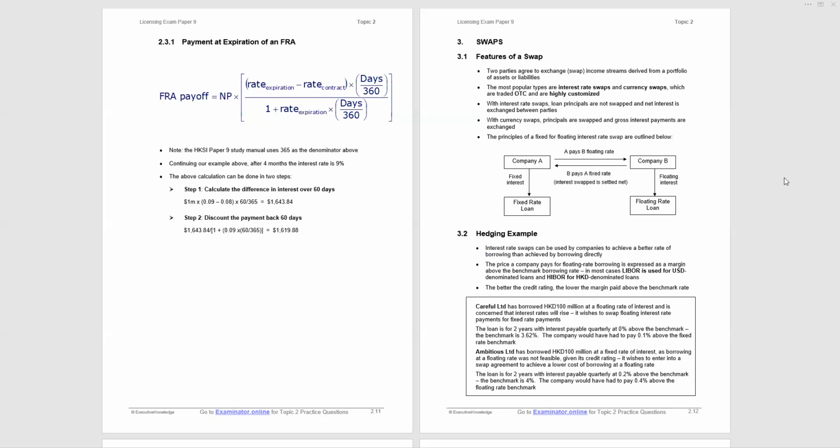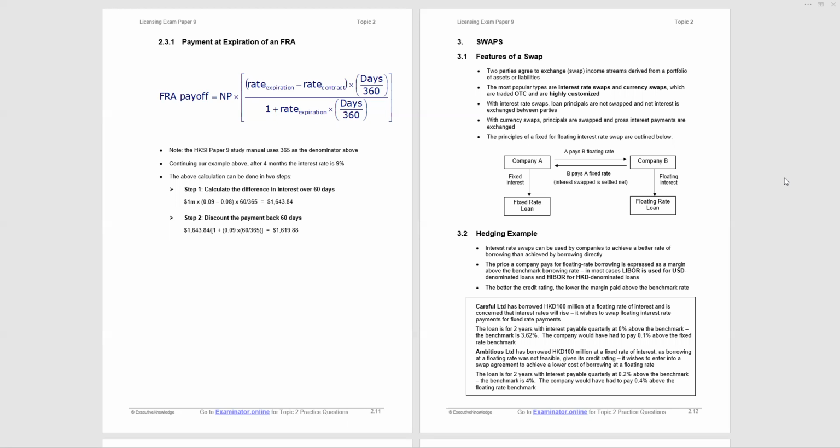I must point out that I've used 360 in that formula, but the Paper 9 manual used 365 as the denominator, so I'd use 365 in the exam, but to be honest, the difference between 360 and 365 will not alter the potential answers. So continuing the example that we introduced earlier, after 4 months, we're told the interest rate's 9%. Now, the FRA price was 8%. The actual interest rate's 9%. It's gone up by 1.